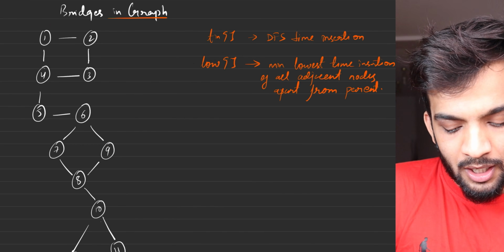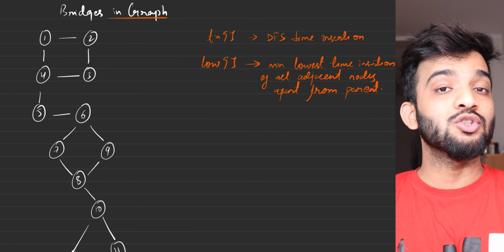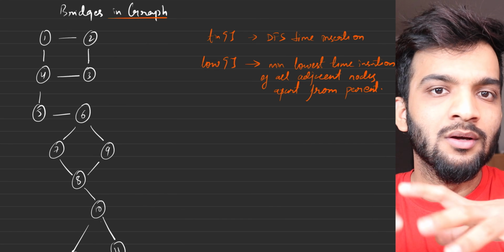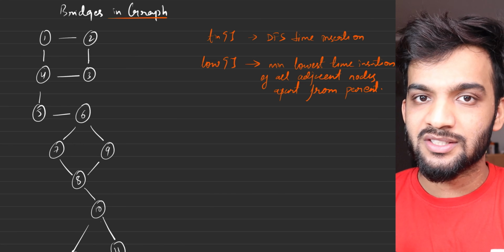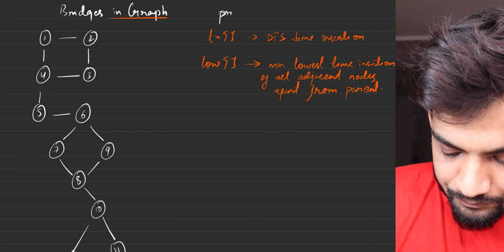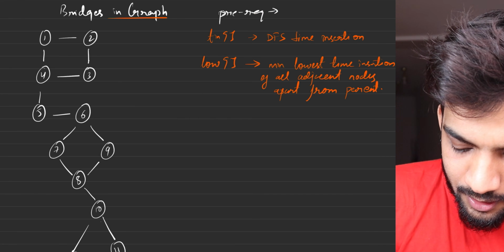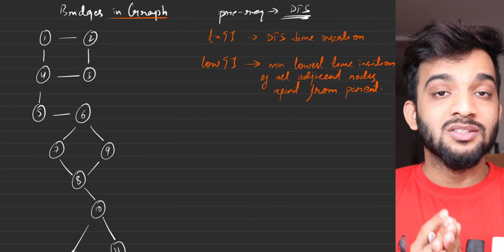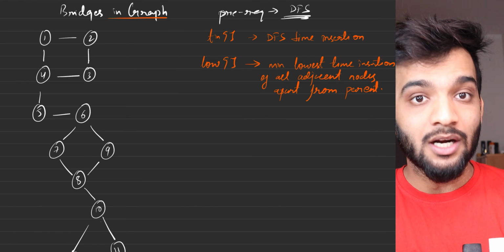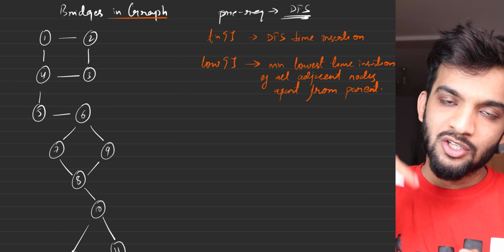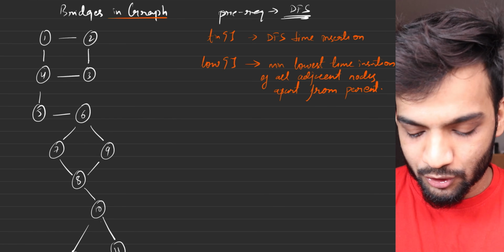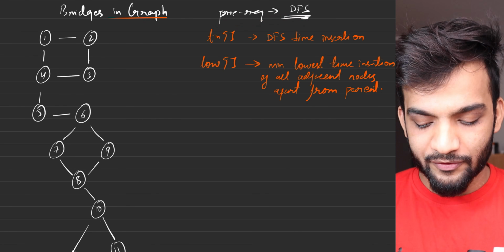Got it? Now, which algorithm will we use to find a bridge in a graph? It's very simple. We will be using some logic in the DFS algorithm. So the prerequisite is quite straightforward. You must be knowing the DFS algorithm. Just in case you do not know the DFS algorithm, I made a detailed video on this particular playlist. Scroll up, you'll find the video for DFS. Go back and watch it and come back. Okay. So the prerequisite is DFS algorithm.